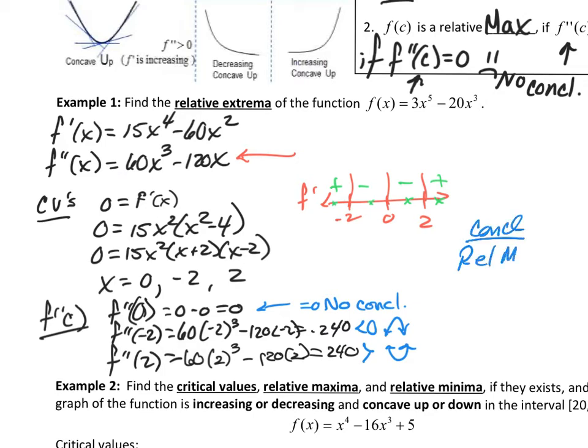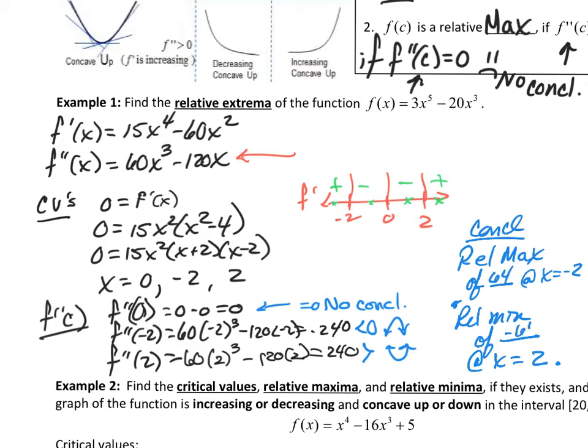We have a relative max of, and we have a y value at x equals -2, and a relative min of, and what is that y value, at x equals 2. So that's your conclusion, but you have to find the y values. So you've got to go back into the original function and find what those values are. At -2, it is 64, and at 2, it is -64. So be careful to give a conclusion when you're all done, not just circle something on your paper.